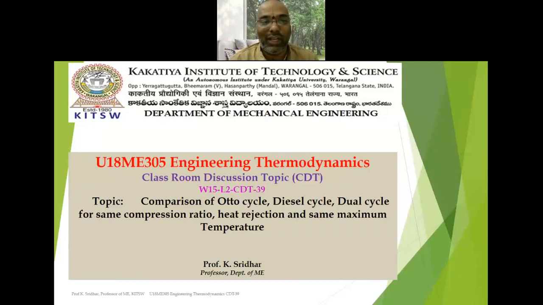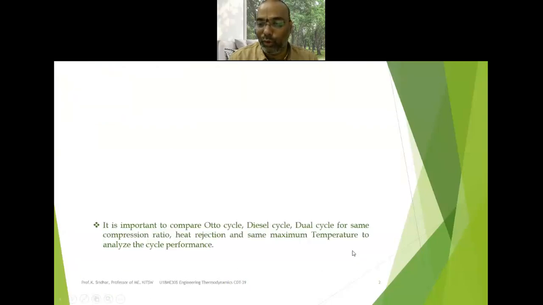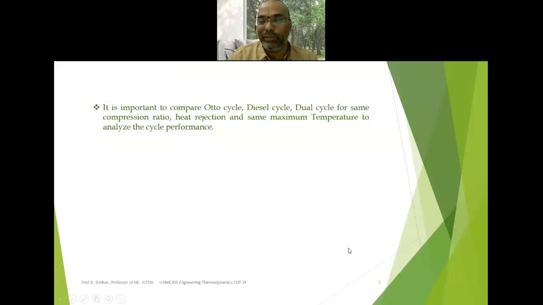And today's classroom discussion topic is comparison of Otto cycle, diesel cycle and dual cycle for same compression ratio, heat rejection and same maximum temperature values. And the motivation behind this particular topic should be known to you. So it is important to compare the Otto cycle, diesel cycle, dual cycle for same compression ratio, heat rejection and same maximum temperature to analyze the cycle performances. That is, which cycle is best under the given condition.